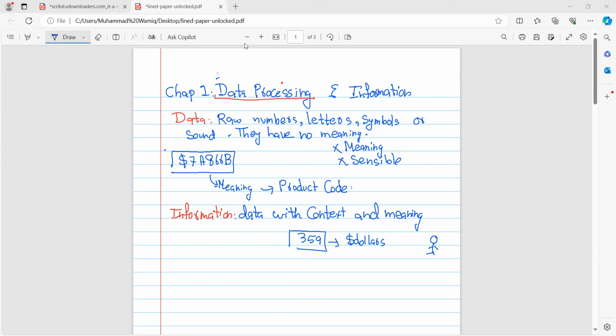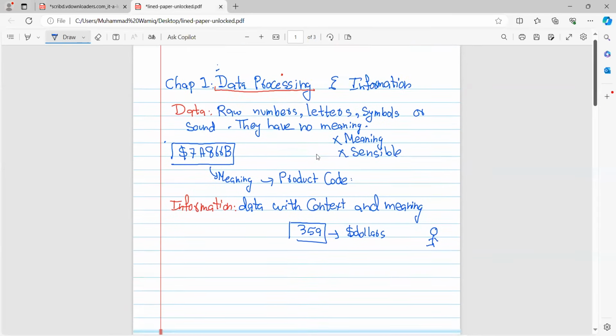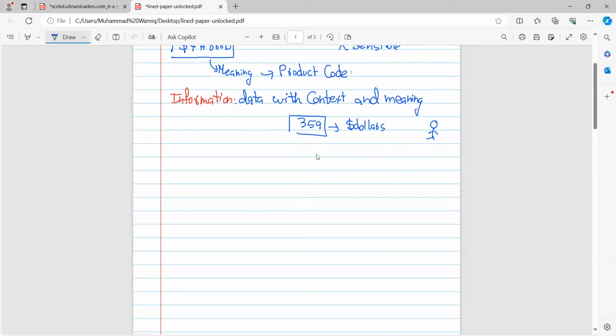Okay, so now we are moving on to the next title from our book, that is your data sources. So we are going to discuss this in detail. So data sources.